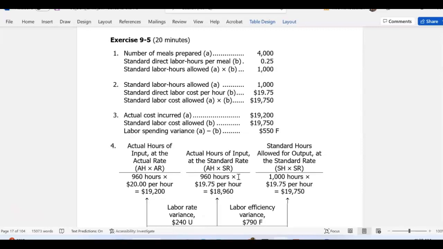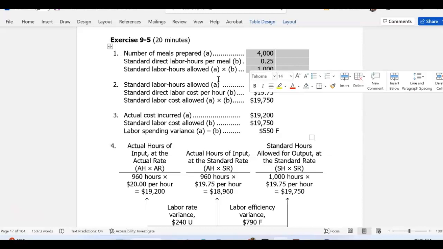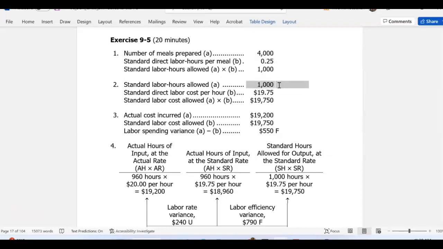So in this problem, number 5, it says the number of meals prepared is 4,000 meals. Standard direct labor hours per meal preparation is 0.25, and standard labor hours allowed are 1,000 for 4,000 meals prepared, right? And because it's 1,000 hours allowed and your standard cost for the company is $19.75 per hour of direct labor, your direct labor cost should be $19,750 standard.